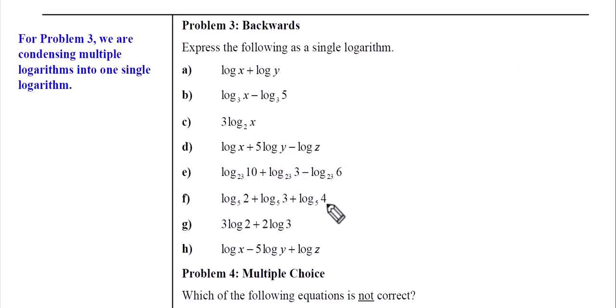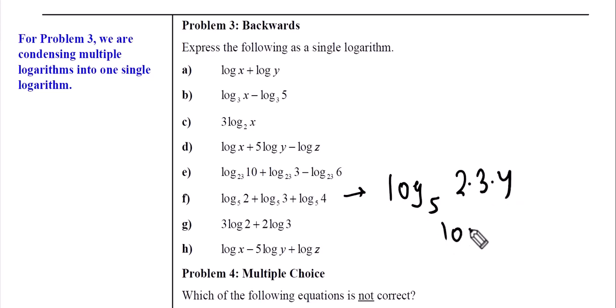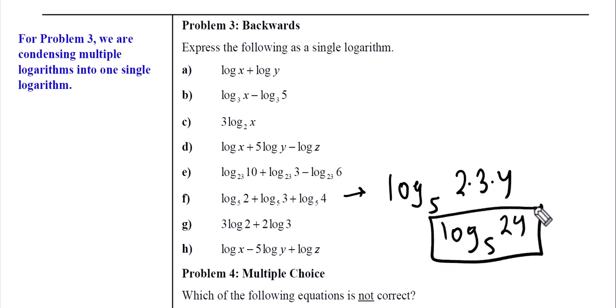F is another problem with just numbers, but this time notice there's no minus. So first, there's no numbers in front. That's nice. So that means there's no powers. And then they're all additions. So that means they're all going to be multiplications. So that's 2 times 3 times 4. 2 times 3 is 6. 6 times 4 is 24. And again, if you wanted to put in a calculator, you could. If you do a change of base formula, you could do that as well.